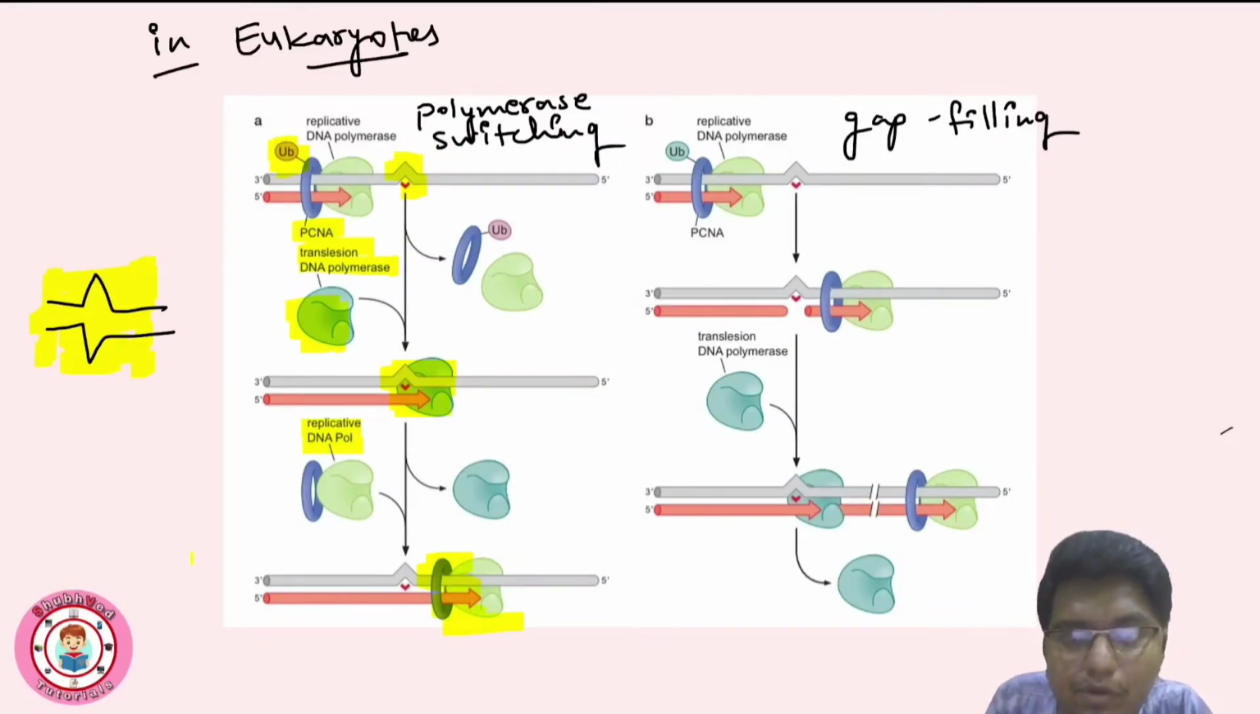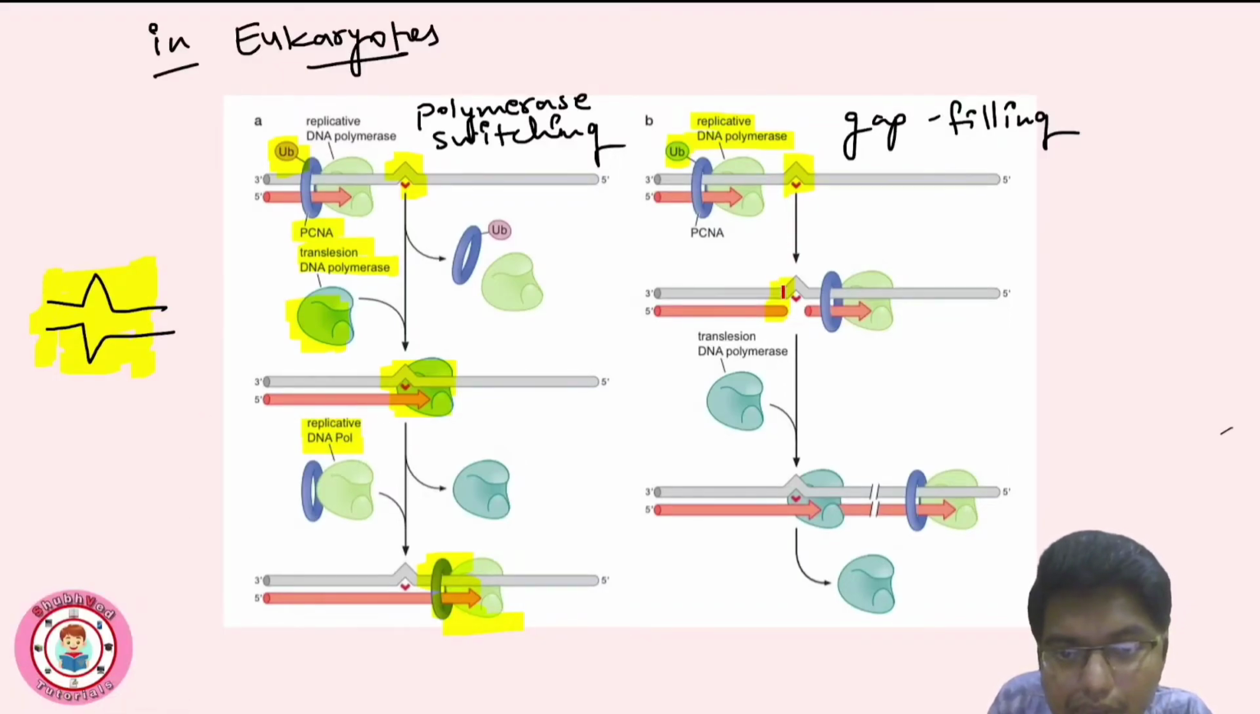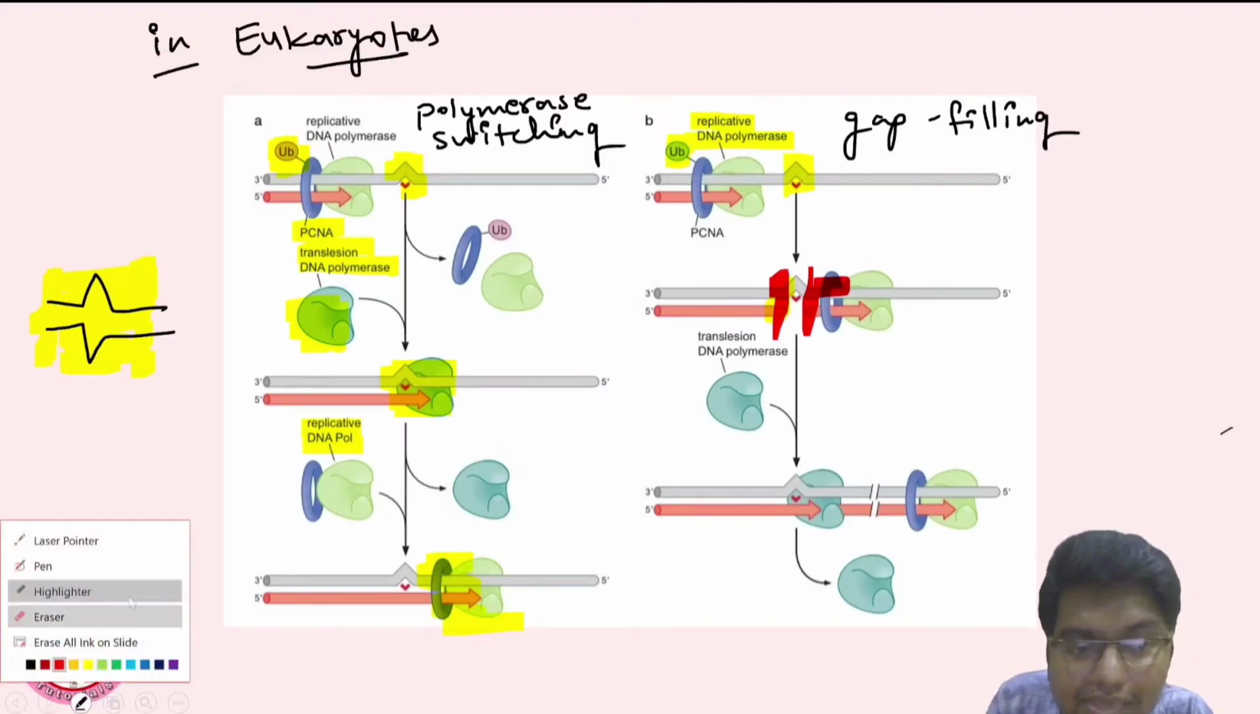In the second, gap filling model, what happens? First of all, the synthesis will be done by the replicative DNA polymerase. See, here ubiquitin is still attached. Here is a damage. What will it do? It will stop at the damage. Right. And again it will move a little nucleotides further. It has stopped here, and it is continuing from here again. Right. So this is the gap filling model.